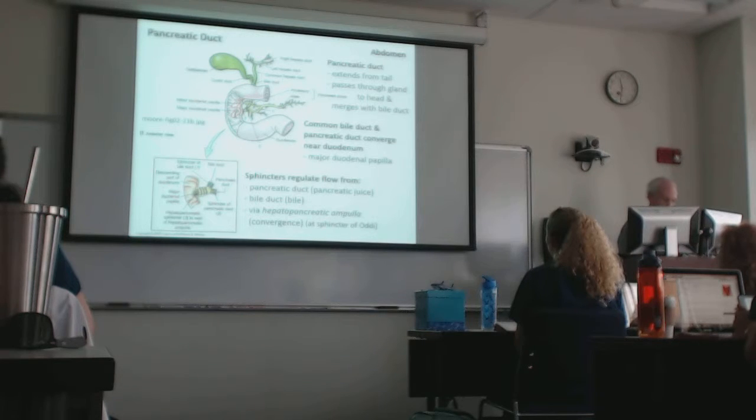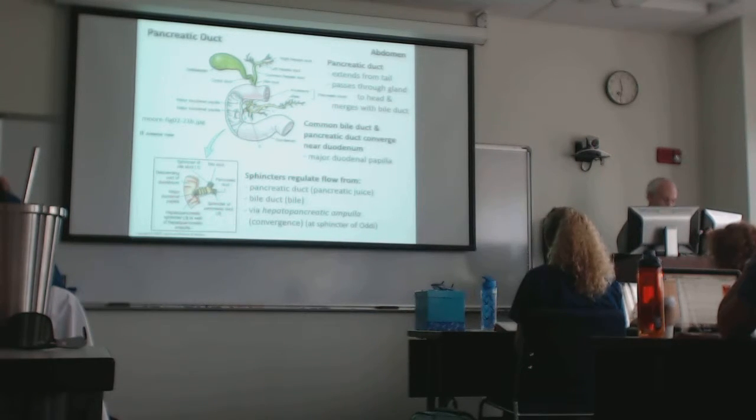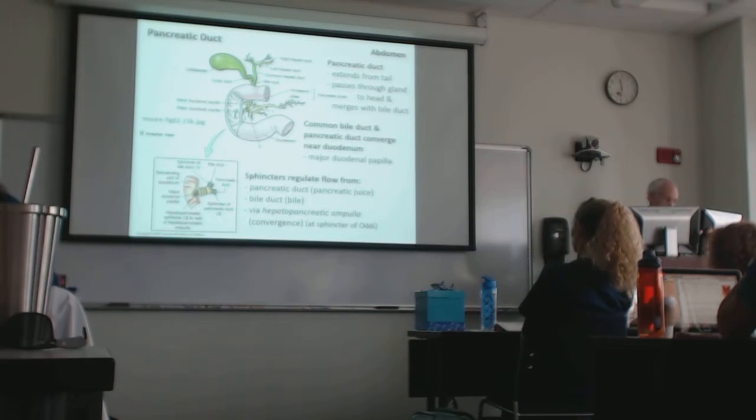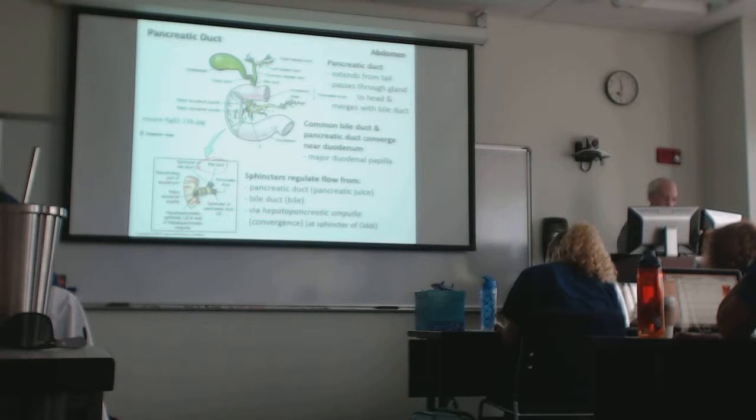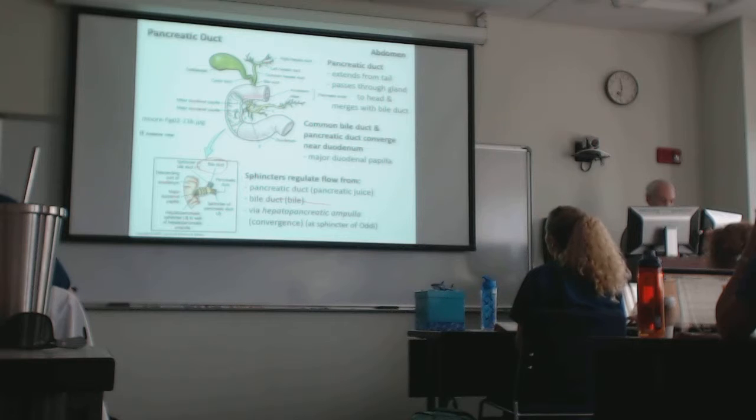You'll also notice, if you look at the illustration down here, that the major or main pancreatic duct also has a branch that accommodates the bile duct from the liver. So both bile and pancreatic juice are being admitted into the descending duodenum via this hepatopancreatic valve.